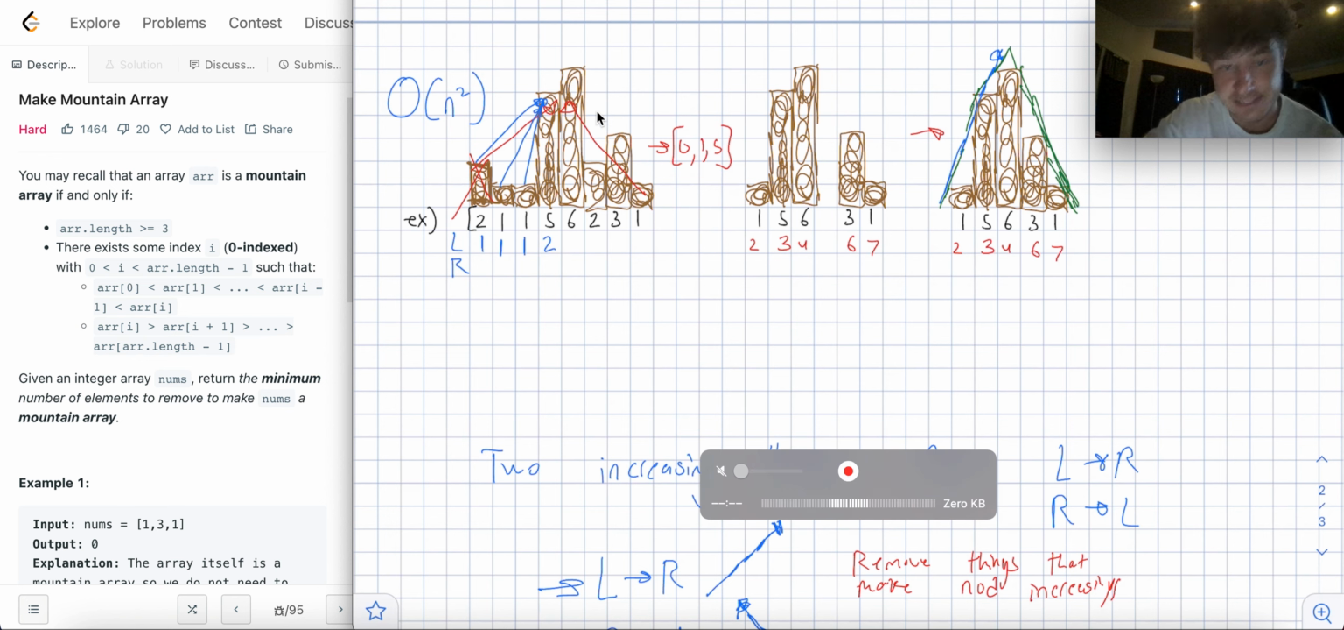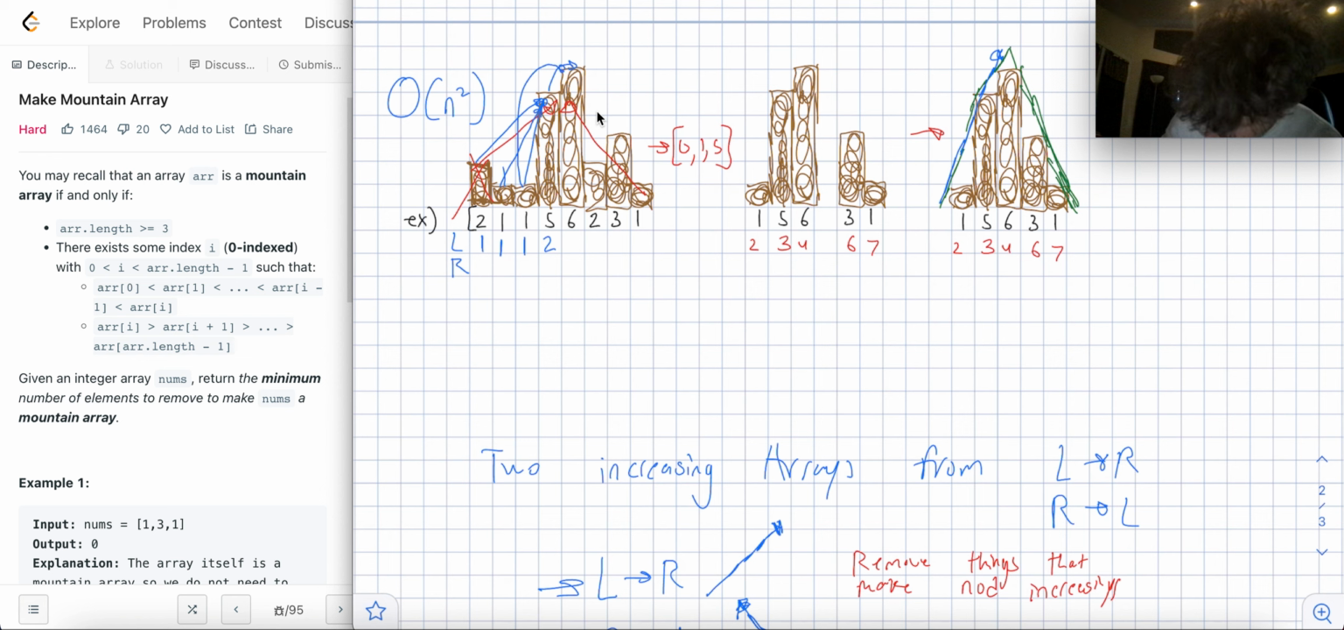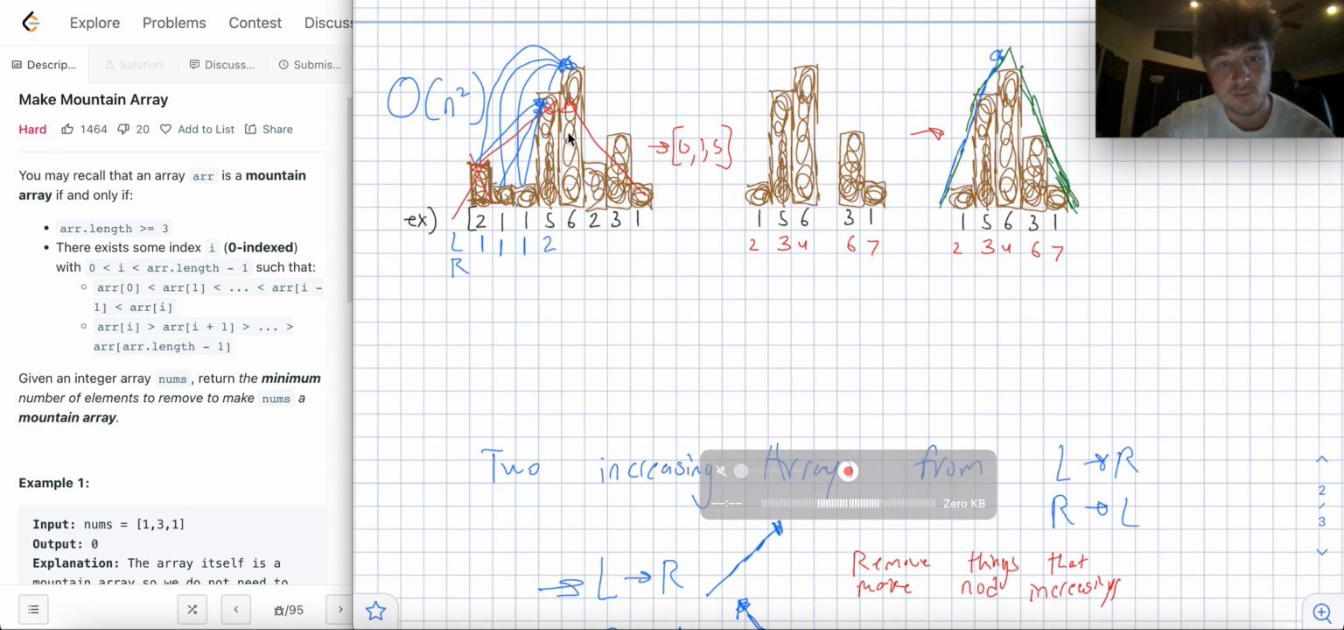Okay, how about 6? 6 can attach itself to this 5. It can attach itself to this 1. It can attach itself to this 1. Attach itself to this 2. Obviously, if you want to make the longest one, well, then 6 should attach itself to 5 because 5 has length 2. So 6 will become length 3.